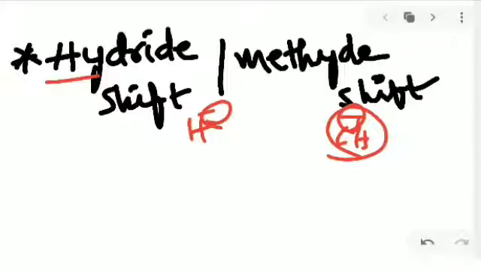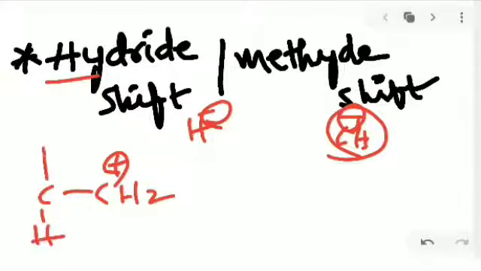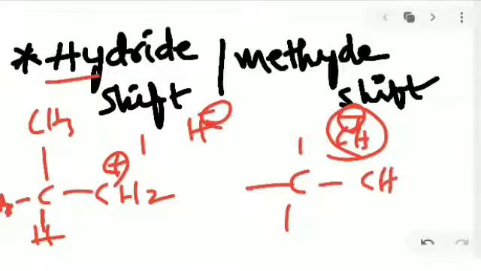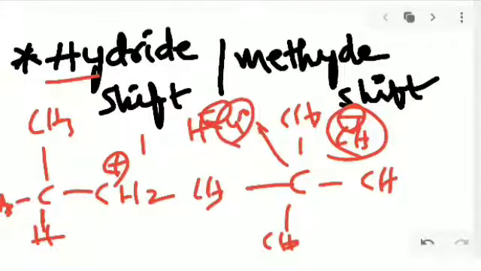So from this primary carbocation, here H, here CH3, here CH3, this is the process of conversion by hydride shift and methyl shift. Here also the same: CH3, CH3, and CH3 on a carbon attached to 1, 2, 3, 4 carbons, and this is the primary carbocation.